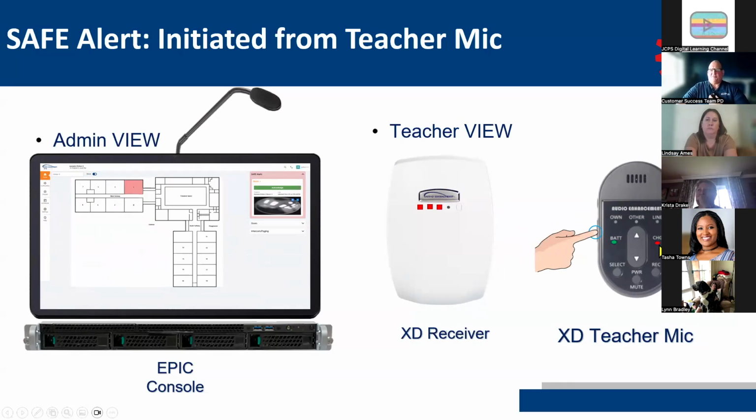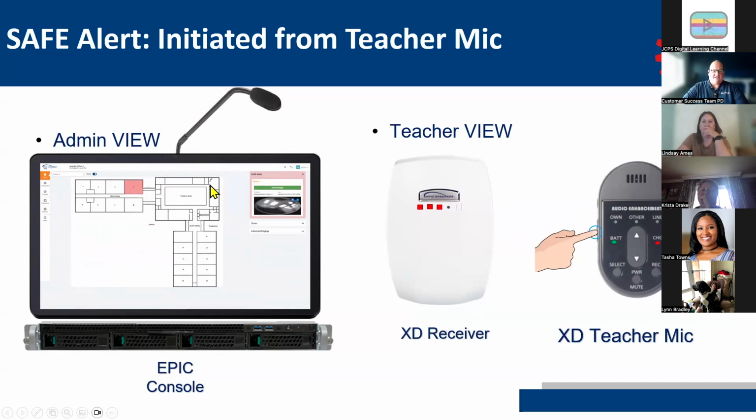When those buttons are pressed, a red light is going to show on the mic. Now, the mic does not have to be turned on for this to work. Even if your mic is turned off, you can press the buttons and hold them. The mic will power on and then send the safe alert. Now, in the classroom, you will see the lights on the receiver that were green turn to all red.